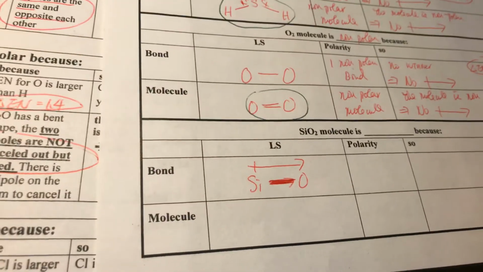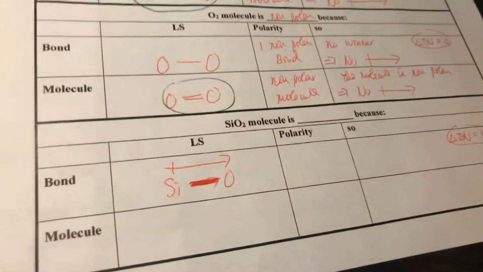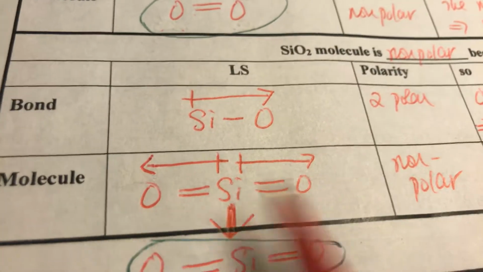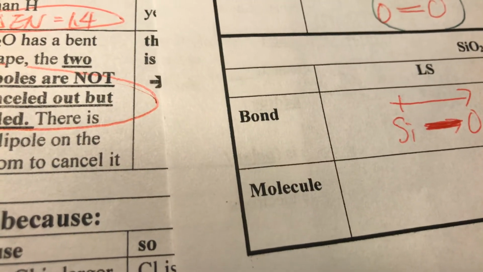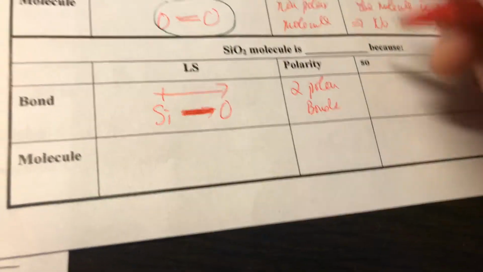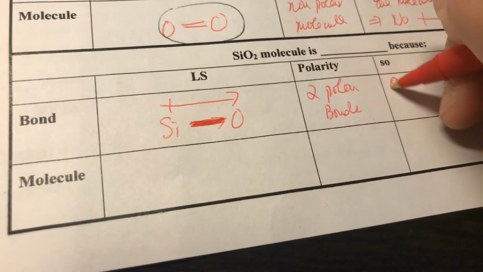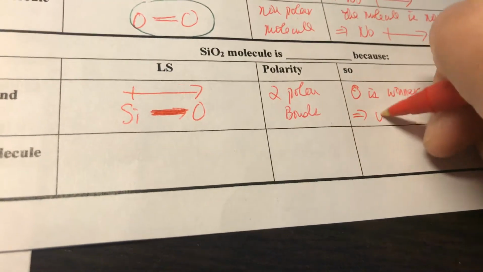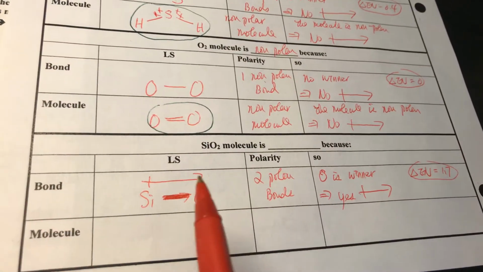Okay, then how many polar bonds do I have? When I draw the dipole, it means I have a polar bond. So how many polar bonds do I have? If you draw the picture, I have two of them. I have one here, one here. So I will write I have two polar bonds. Okay, so why was that? It's just like who's the winner? The O is the winner. So I do draw the dipole from Si to O.